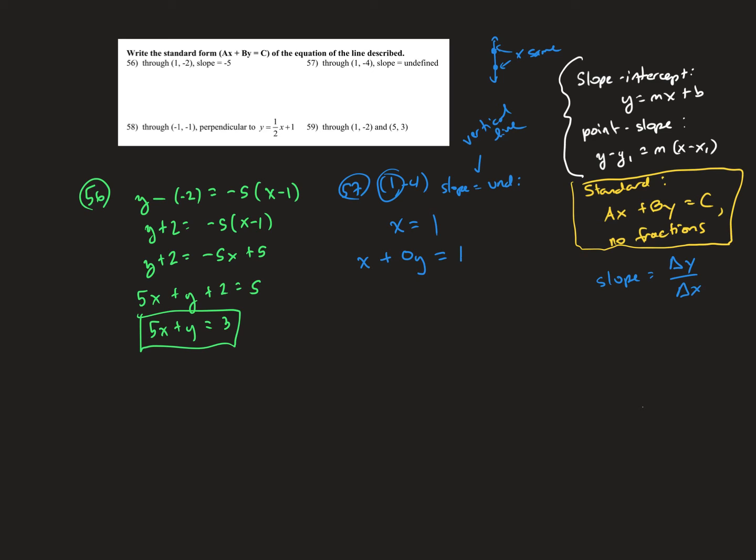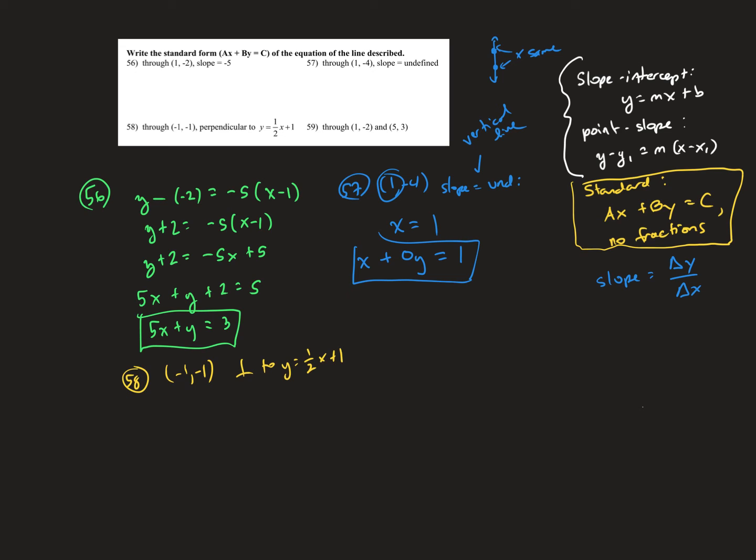For my part, I would be okay with just saying x equals 1. Now, 58. We have that it passes through -1, -1. So there's a point, and we know that it's perpendicular to this line.